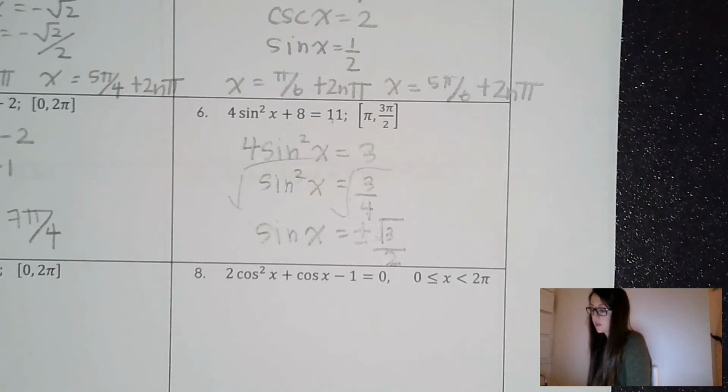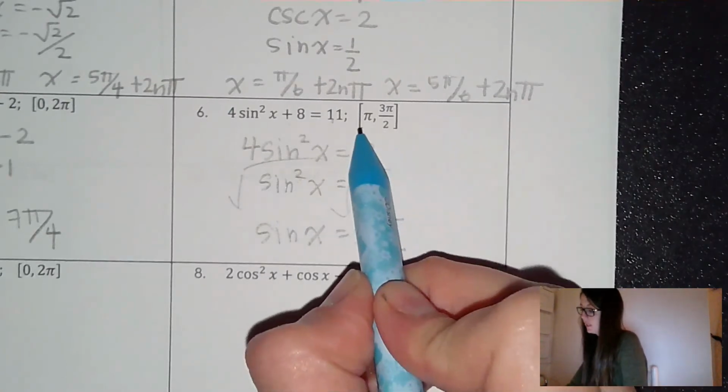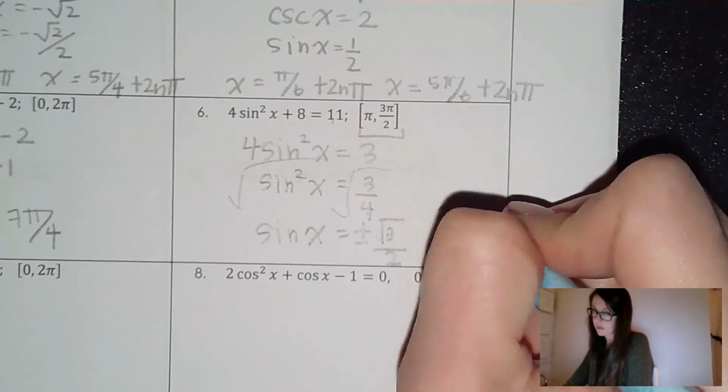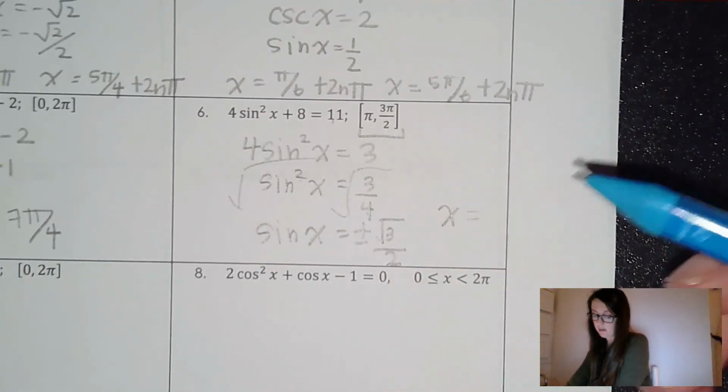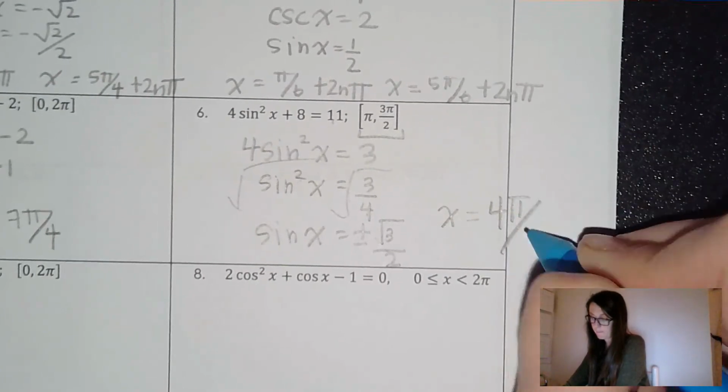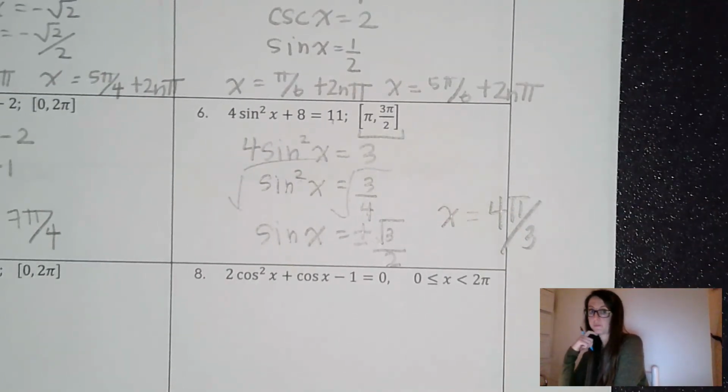All right, so where, and this is going to be in the third quadrant, so where is sine either positive or negative square root of 3 over 2? And it's going to be negative, so my x value here is going to be 4 pi over 3. Okay.